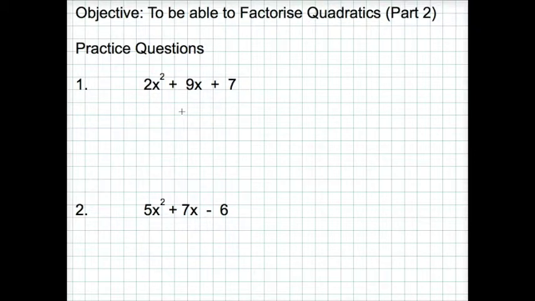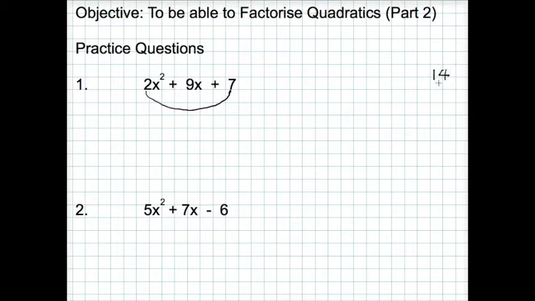Welcome back. Okay, let's now go through these two questions. Question 1. Now because we've got a coefficient in front of the x squared term, we need to start off and I multiply the 2 by the 7. Multiply the first term by the last term. 2 times 7 gives us 14. I just write that over the page there.